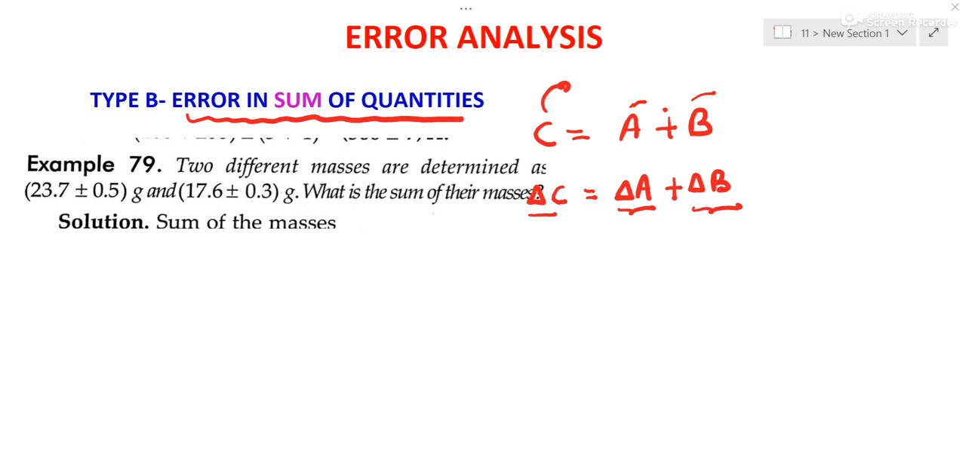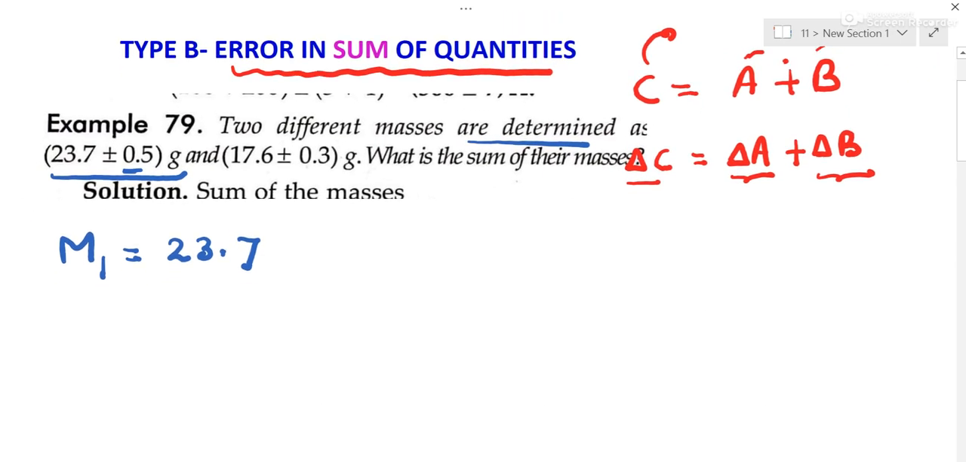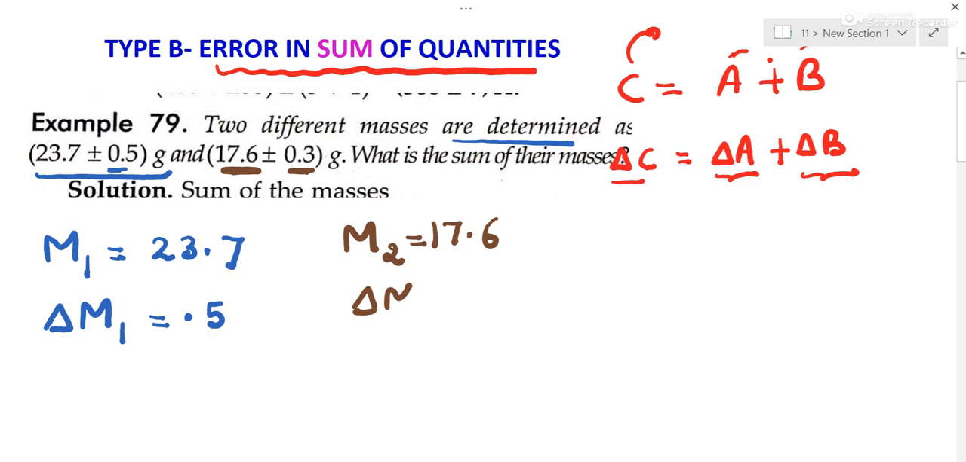So you can see here two different masses are determined. This is your mass 1, this is the main value 23.7, and what is written with plus minus, that is your error in mass, that is del m1. So it is 0.5 gram. Similarly, this is the mass of the second quantity, main value, and this is the error in the second mass. It is 0.3. We have to find out the sum of their masses.